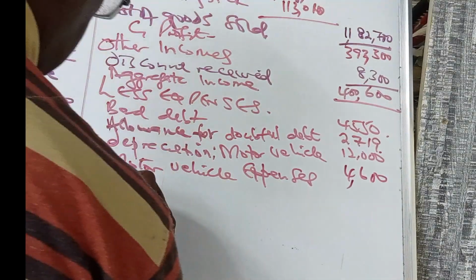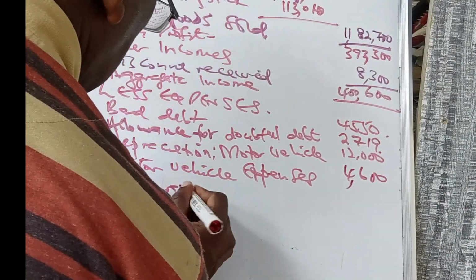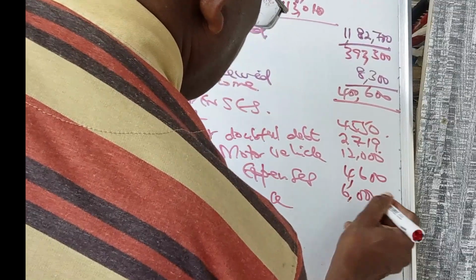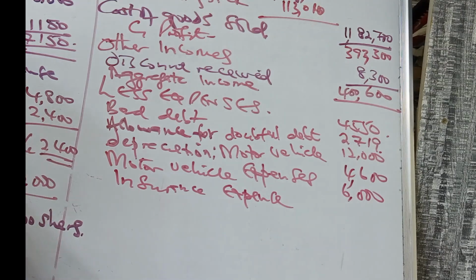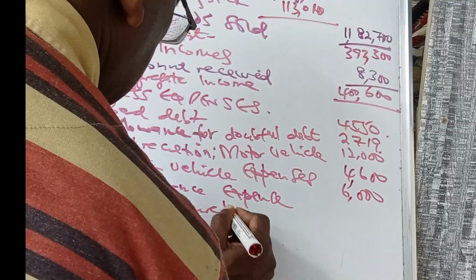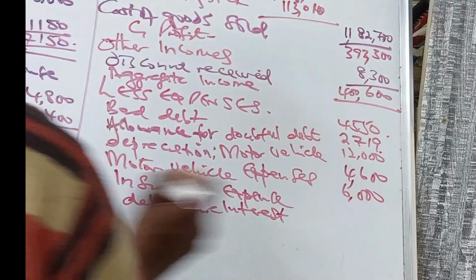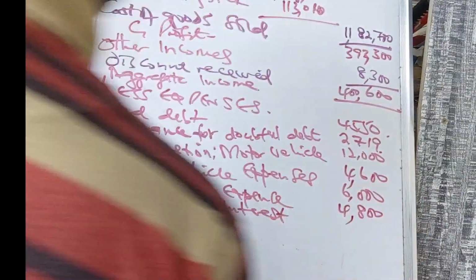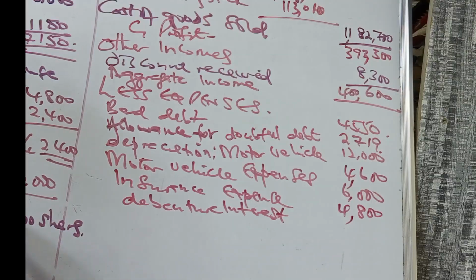Insurance expense 6,000. Debenture interest expense, it is 4,800. And then ordinary share capital, debenture interest expense, and share capital dividend. So those are the expenses which we did adjustments.